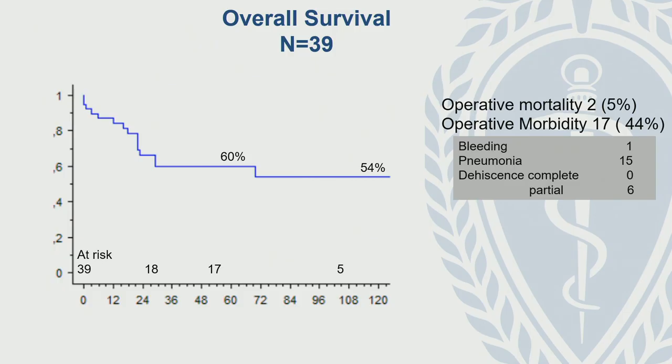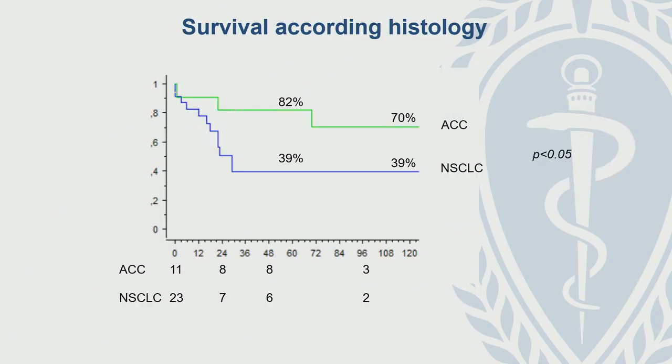Regarding the survival, the overall survival is 60% at 5 years and 54% at 10. The operative mortality is low at 5%. Morbidity was mainly due to pneumonia, not much bleeding, and 6 partial dehiscences of the anastomosis treated medically with surveillance and antibiotics. According to the histology, for lung cancer it is 39% at 5 years, and it's better for the adenoid cystic carcinoma.